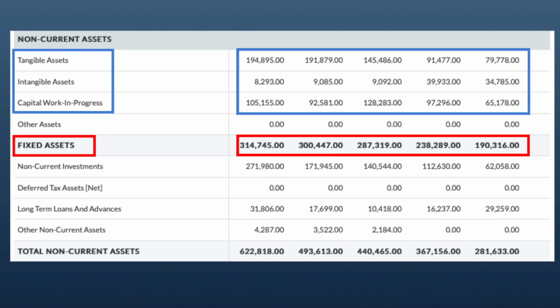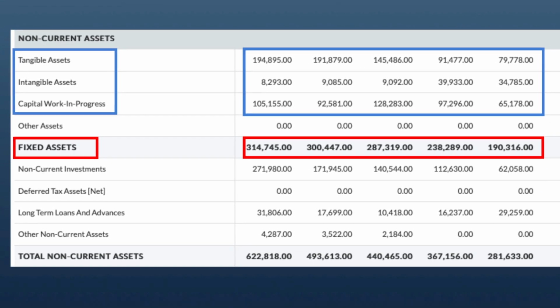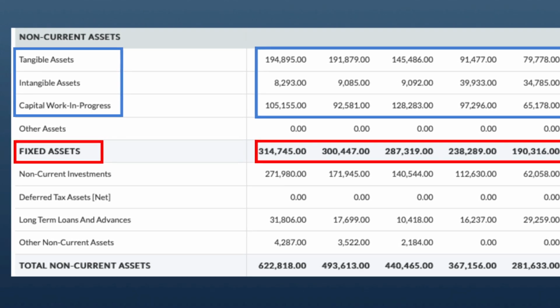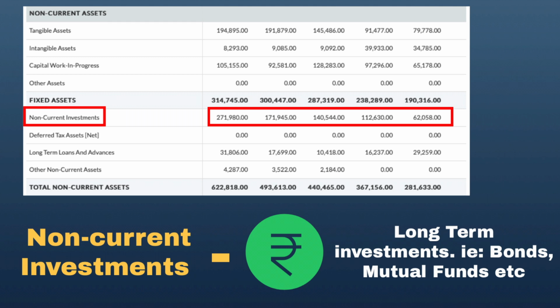So these three put together are known as your fixed assets, since these are long-term assets and the company can't really convert them into cash quickly. Next is non-current investments. So anything which has been invested by the company for long term, like bonds, stocks, mutual funds, with a timeline of more than 1 year, and these are your non-current investments. If this amount is a big amount, then you need to check a little bit more to understand where the company actually has invested in and what kind of risk is the company taking with the excess cash.